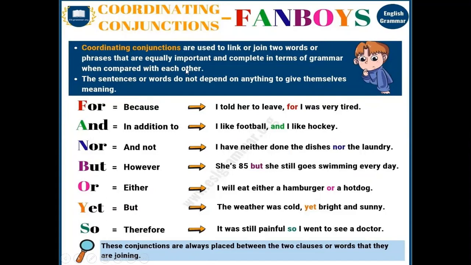Now you can see here again the same definition is given, that they are used to link or join two words or phrases that are equally important and complete in terms of grammar when compared with each other. Now, the sentences or words do not depend on anything to give themselves meaning. It means they are not depending on any one sentence, both are independent. Now, these conjunctions are always placed between the two clauses or words that they are joining. Now, see, if I say I told her to leave, I was very tired. So there are two clauses in this sentence.